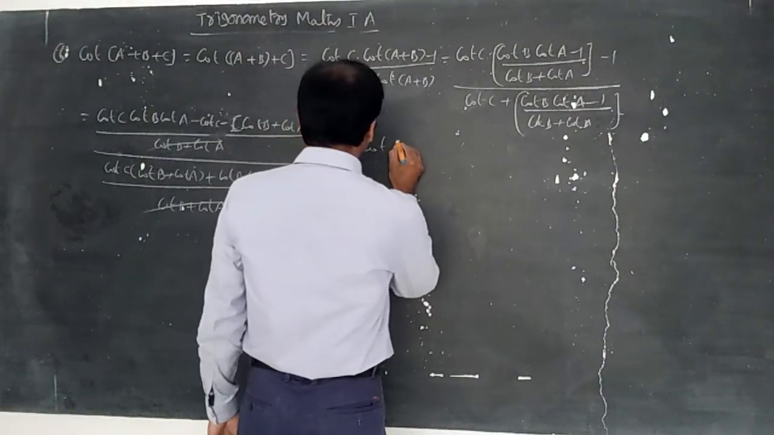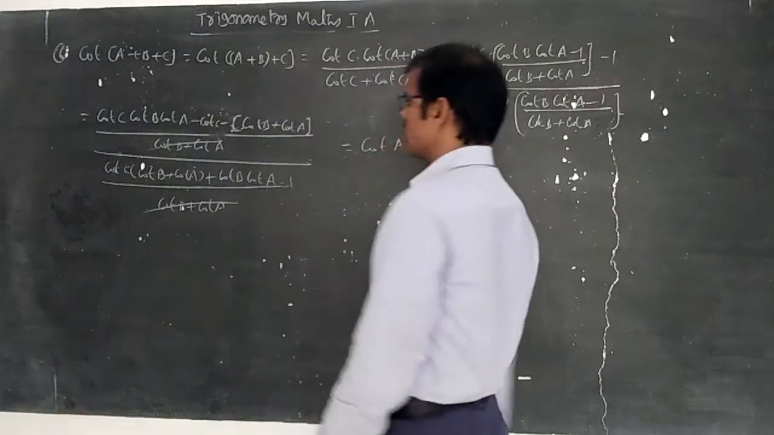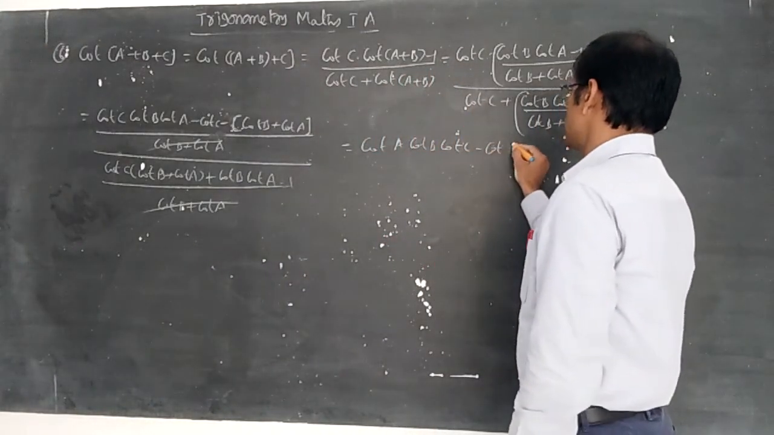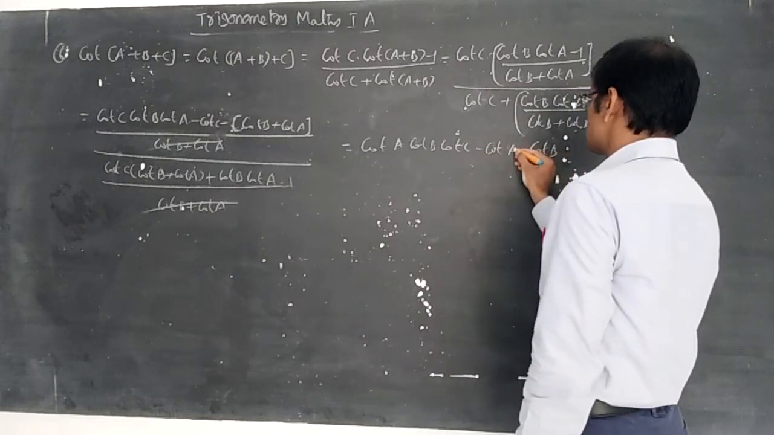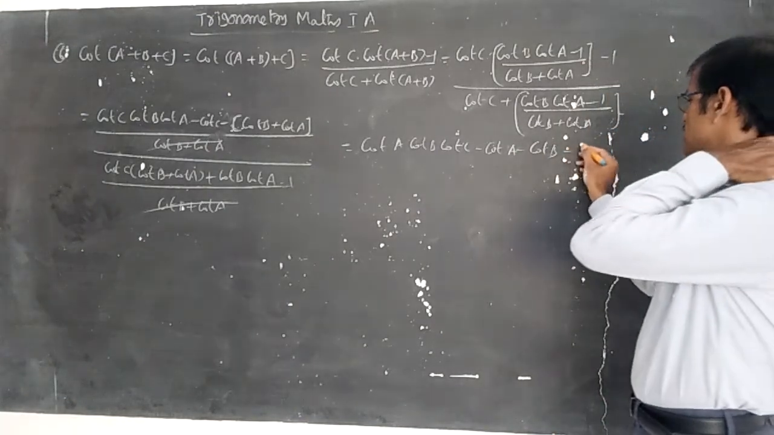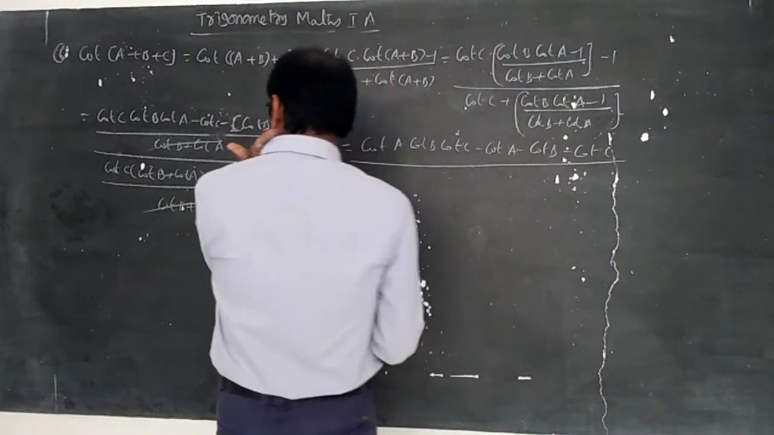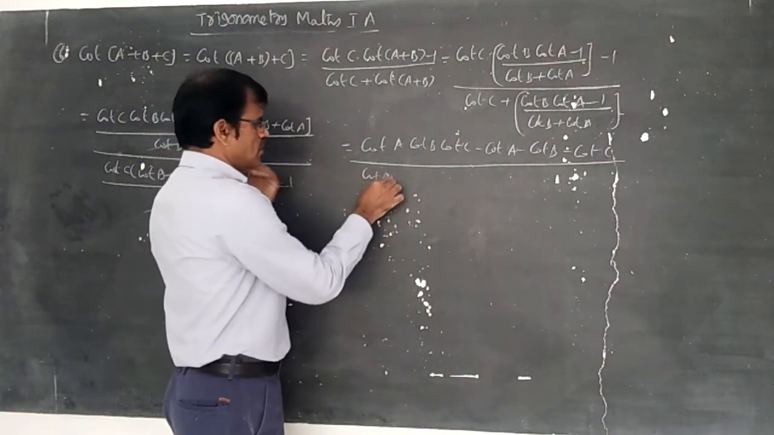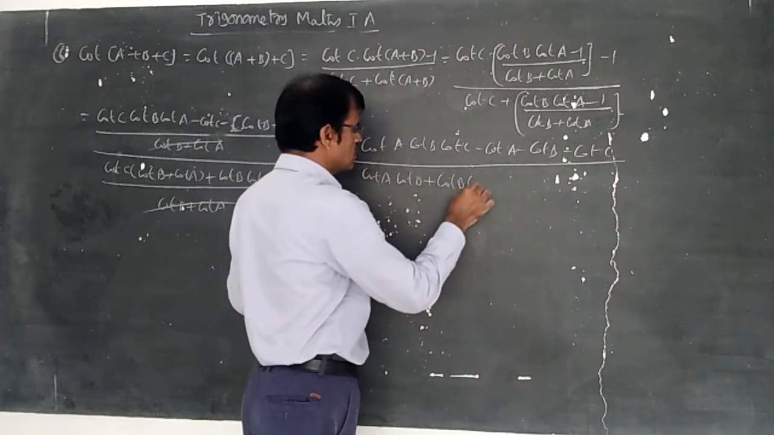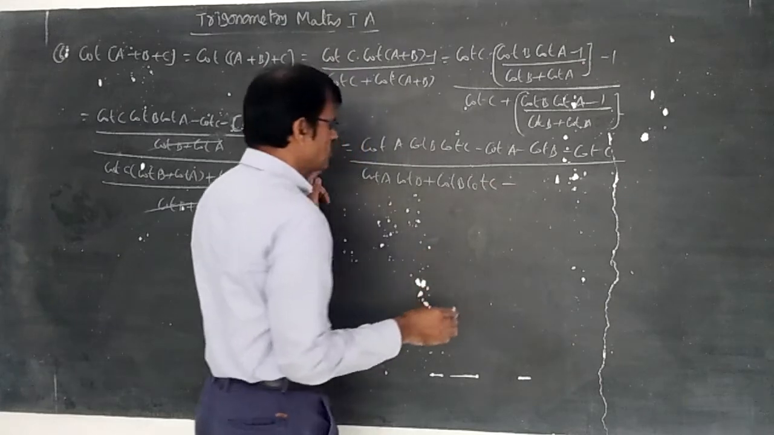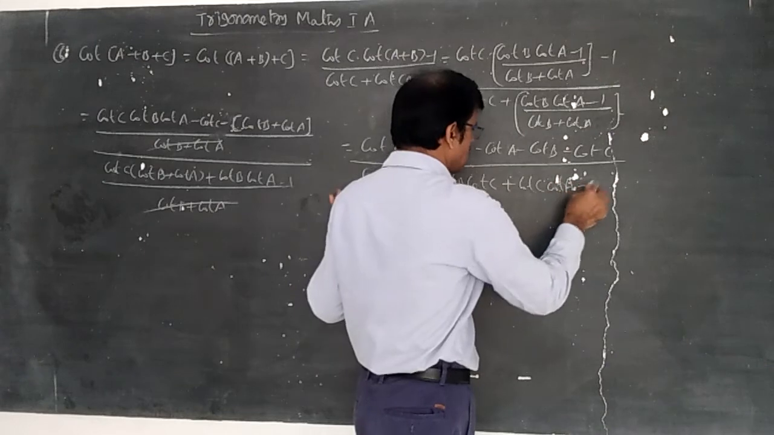Now write in order cot A, cot B, cot C. Cot A, cot B, cot C. Minus, multiply with minus. You write here cot A minus cot A minus cot B minus cot C, whole by cot B, cot C. Write in order cot A, cot B plus cot B, cot C. Cot A, cot B plus cot B, cot C plus cot C, cot A minus 1.